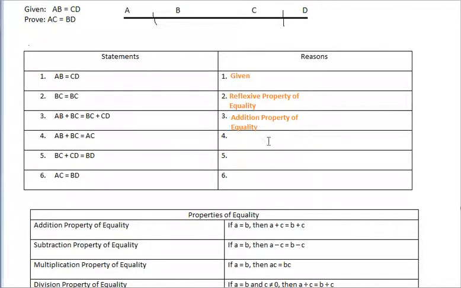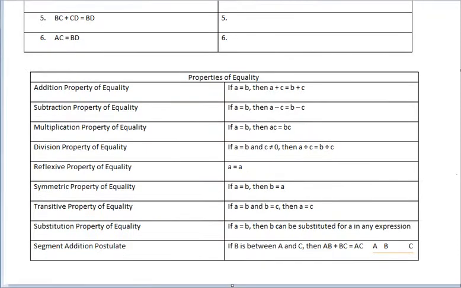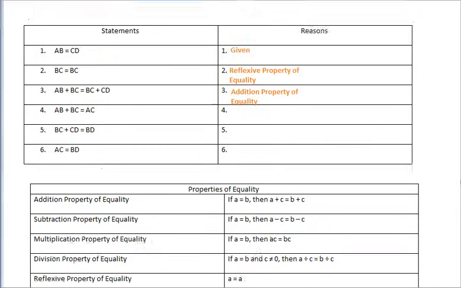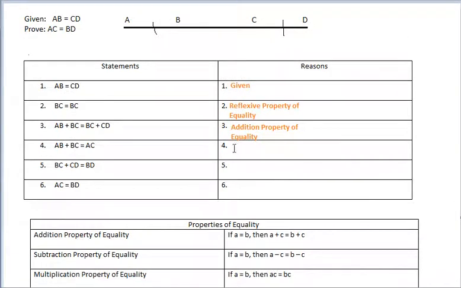Then, the next statement. I have AB plus BC equals AC. I'm going to come down here and see AB plus BC equals AC. Well, that's the segment addition postulate. If I have two segments and they add together to make a long one, then I'm using the segment addition postulate. So that's going to be my reason here. Segment addition postulate.